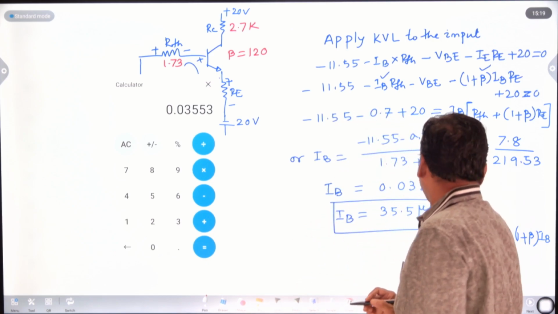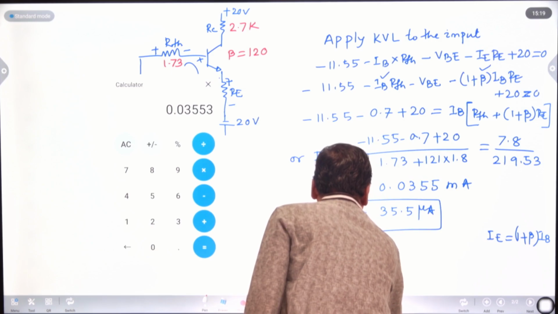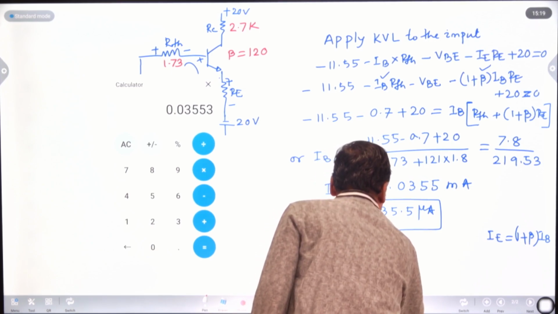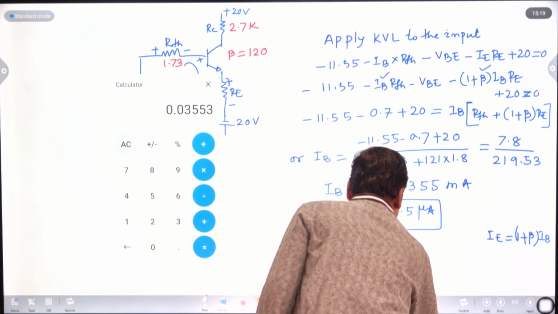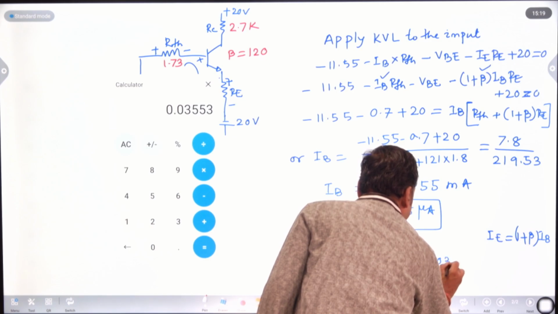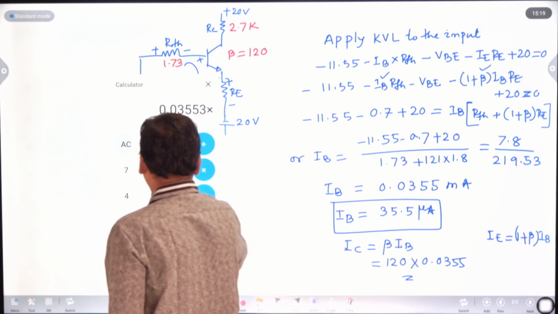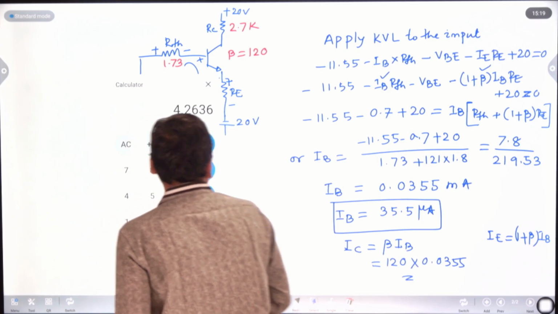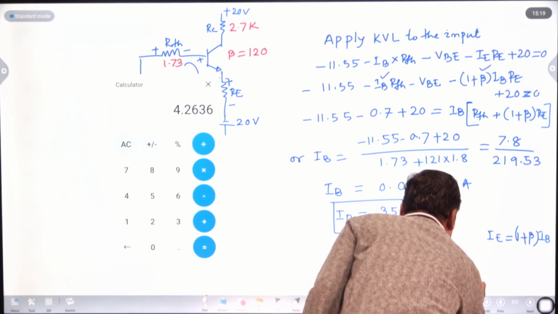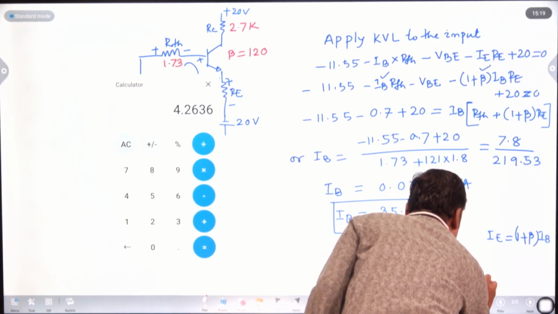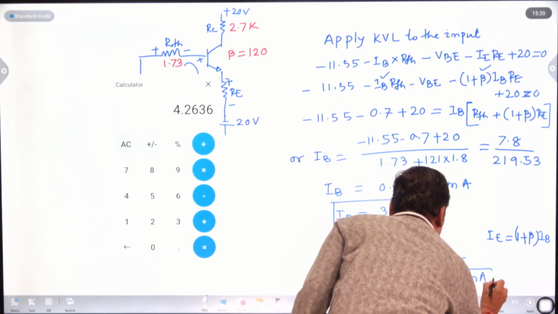After getting IB, then usually you calculate the emitter current. IE value is how much? Or IC equals beta into IB. Beta value is 120. IB is 0.0355. The value is how much? Simply multiply by 120. The value is 4.26. IC value is 4.26 milliampere. This is your collector current IC.